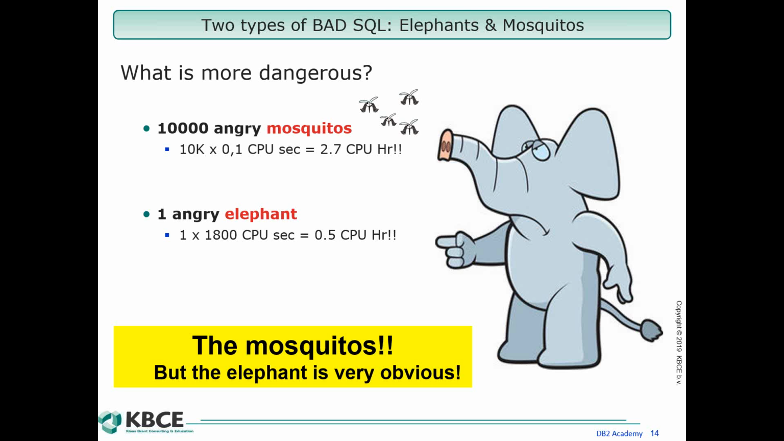And it's hard to say which one is more dangerous. But there are two types, and that is the angry mosquitoes versus the large angry elephant. So what is more dangerous?